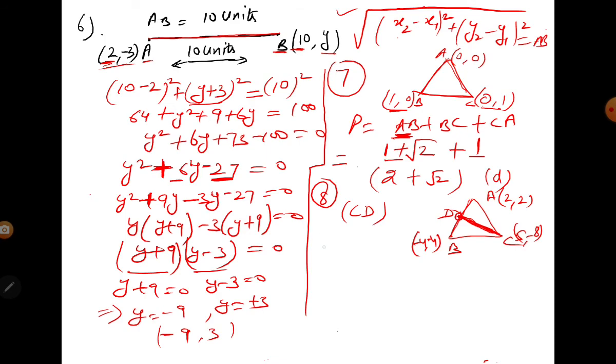So first of all, we'll find the coordinates of D. D is the midpoint, so we'll apply the midpoint formula here. So your second formula is also covered in this question. So how will we find a midpoint? What is the midpoint formula?